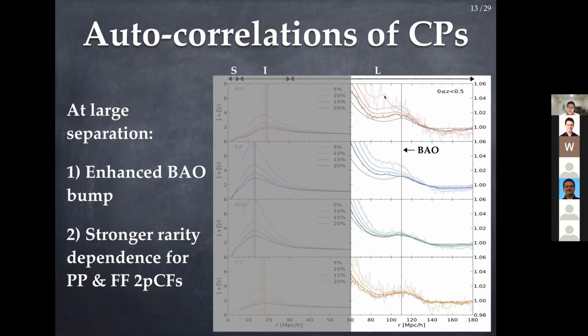And you see that there is a stronger rarity dependence compared to the bottom two cases. There is a larger deviation from profile to profile, meaning that these overdense critical points, peak and filaments, are more susceptible to nonlinear gravitational evolution, whereas these underdense pairs of critical points are relatively free from this nonlinear evolution.